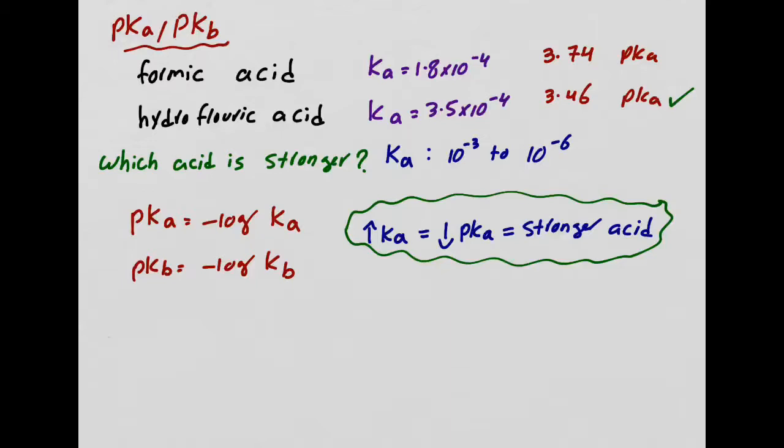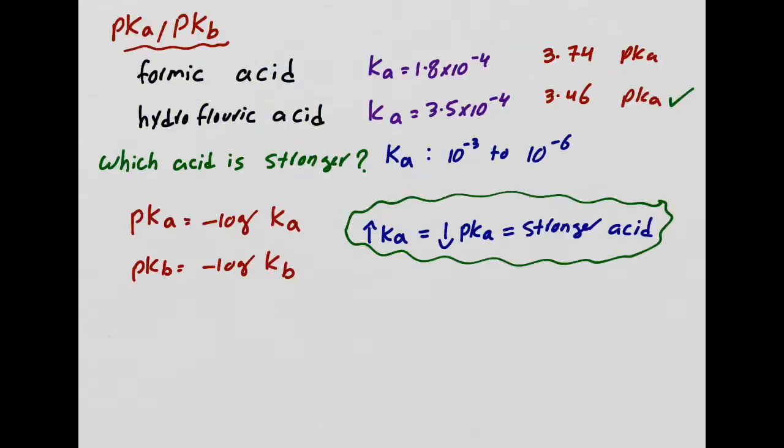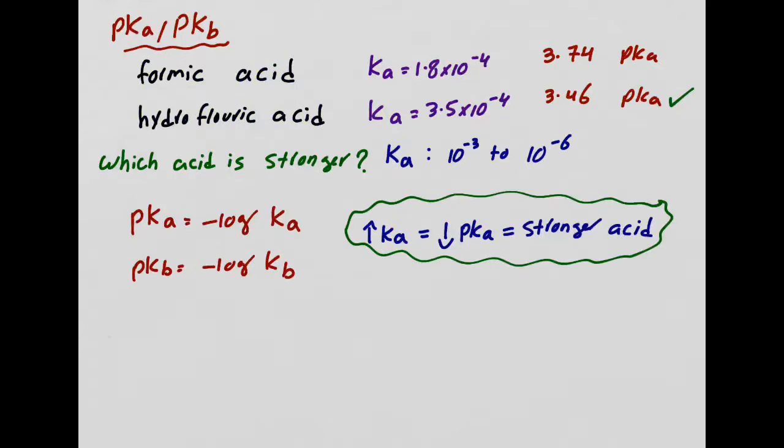Actually, let's not do anything yet. There's one more thing I want to mention. Over here, I showed you the relationship between Ka and Kb. There is also a relationship between pKa and pKb, which you can probably see for yourself right now. Ka times Kb was equal to Kw, right? And then pKa and pKb is when you take the log of that.